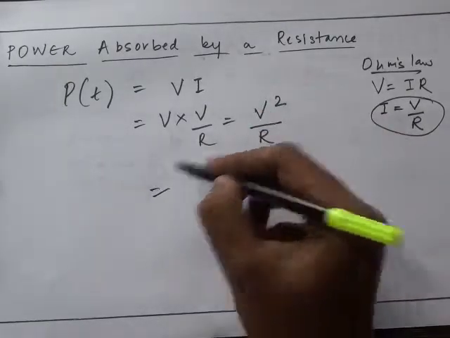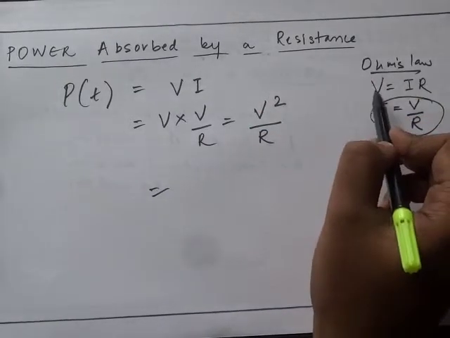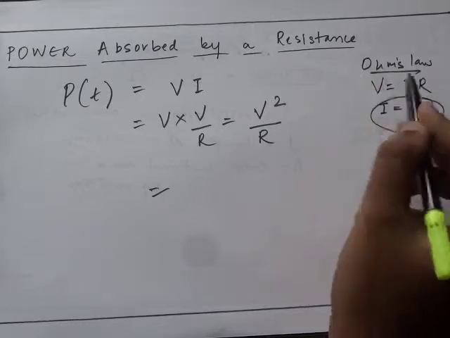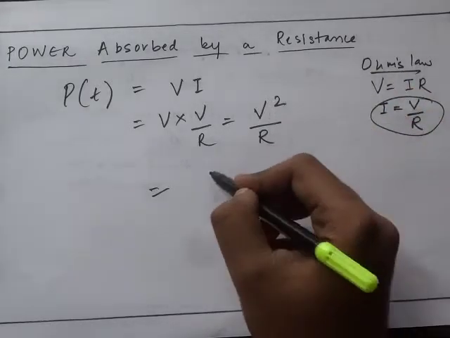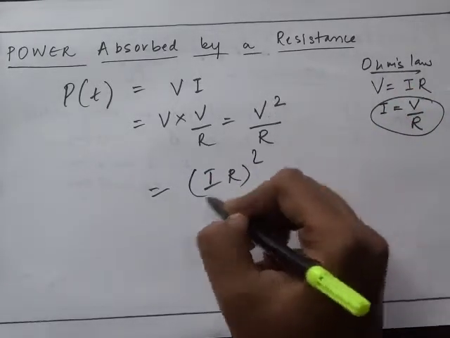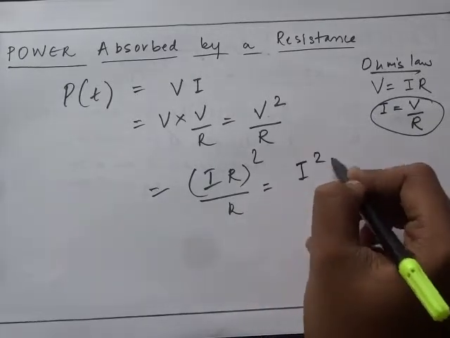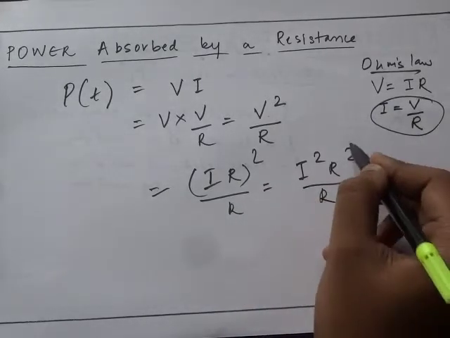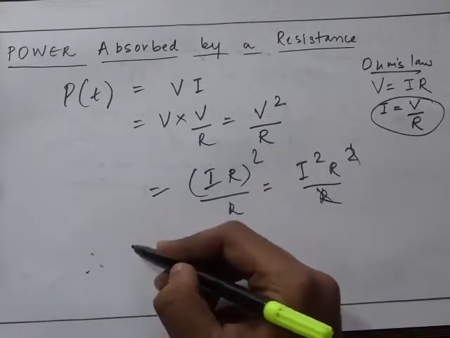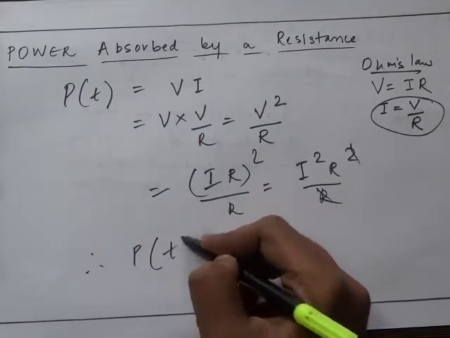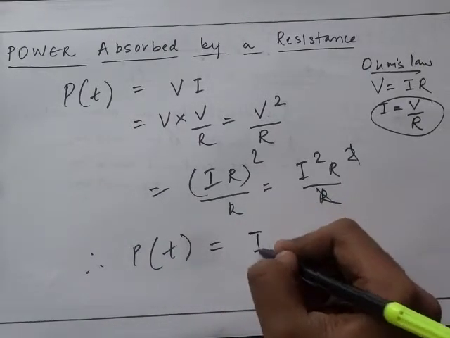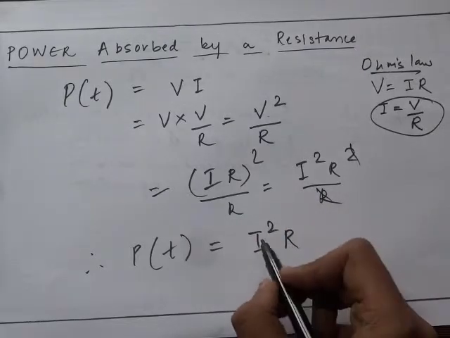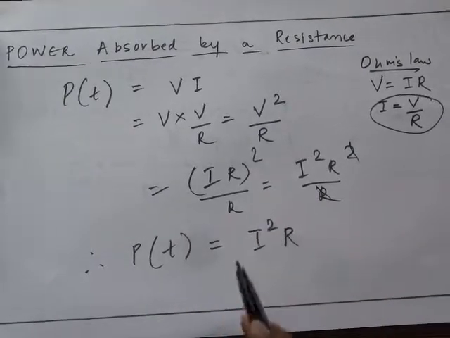R. Again, using Ohm's law, as I know that V is equal to I into R, I will substitute this part here. So I will be getting I R square by R, which will turn out to be I square R, so the R's get cancelled. Therefore, the final equation for power absorbed by a resistor is equal to I square into R, where I is the current, R is the resistance.